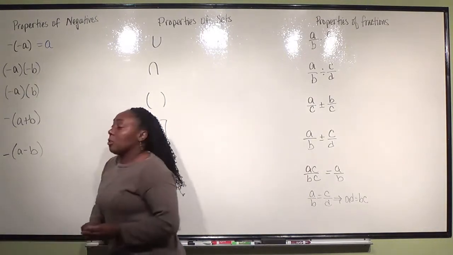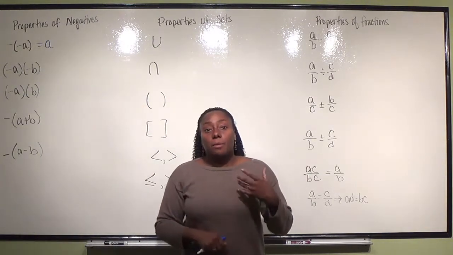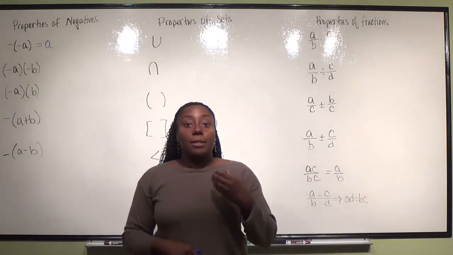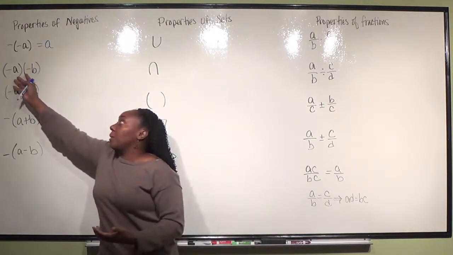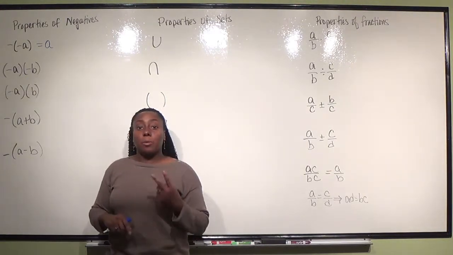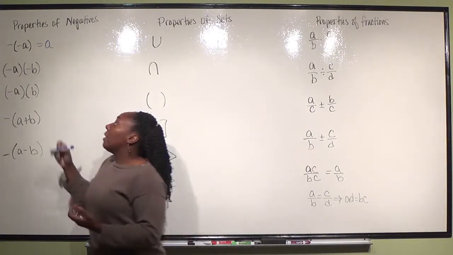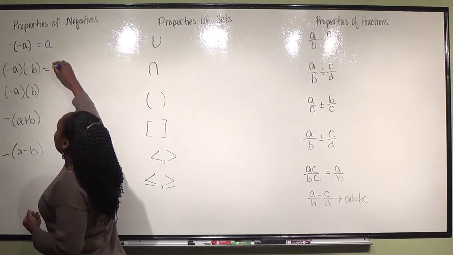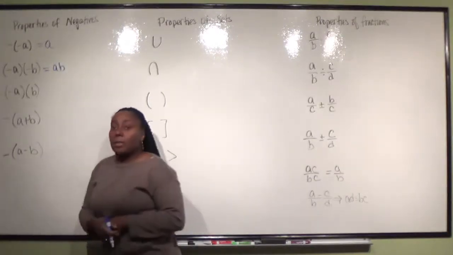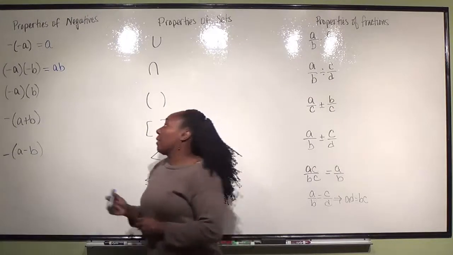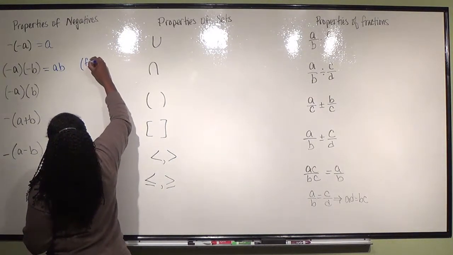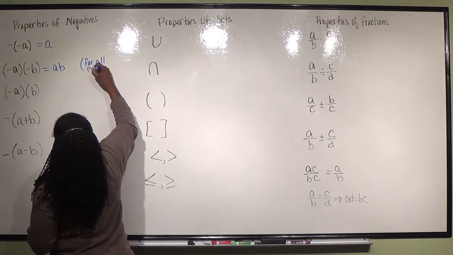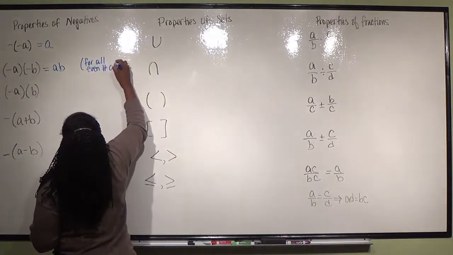If I am multiplying numbers and I have an even number of negative signs, so for example, if I have a negative A times a negative B where there's two negative signs, these negatives cancel out and I'm just looking at the product of the numbers. Okay? So here, this is true for all even number of negative signs.